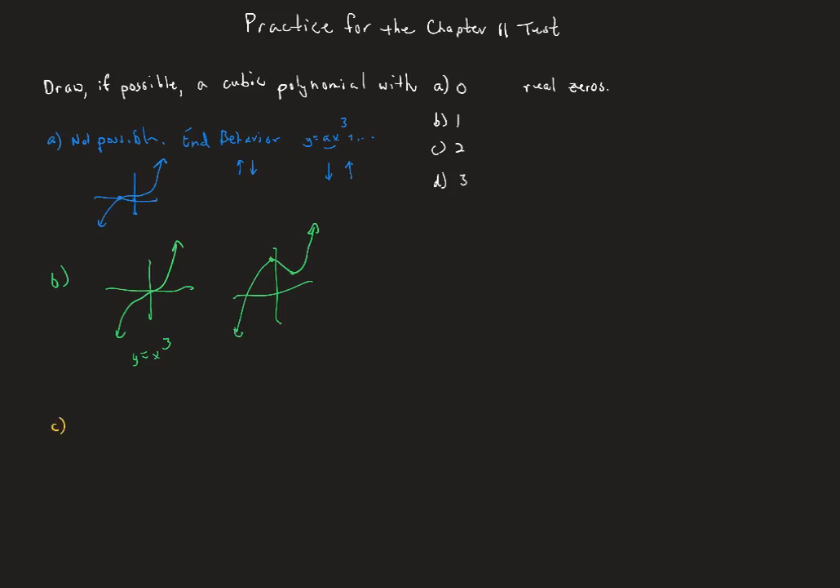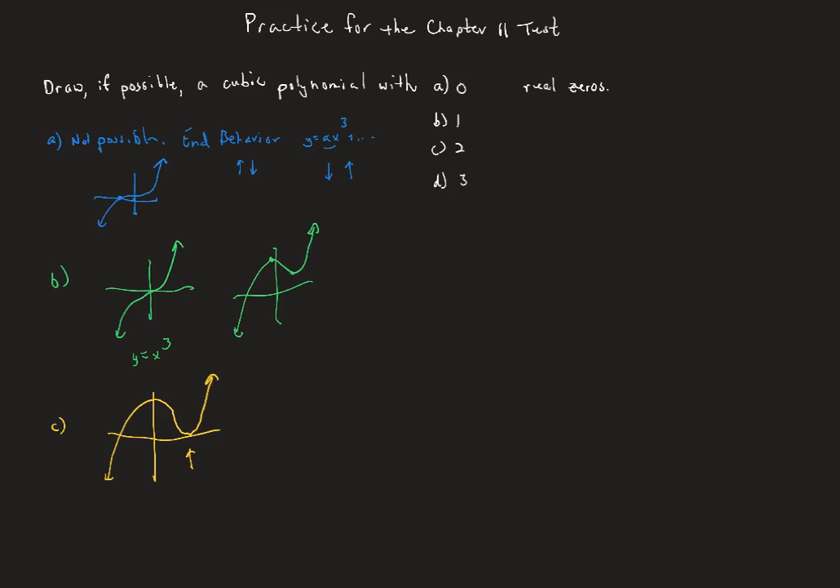For part C, to have two zeros, that is possible. You could do that probably a couple of ways. You could have one that crosses and then bounces off of the x-axis. That represents a zero that has multiplicity 2, but it's only going to have two distinct real zeros. I should maybe have made that clear.